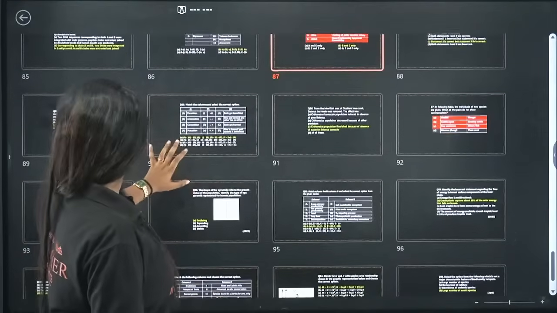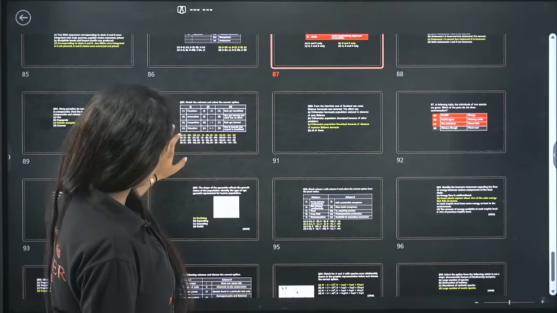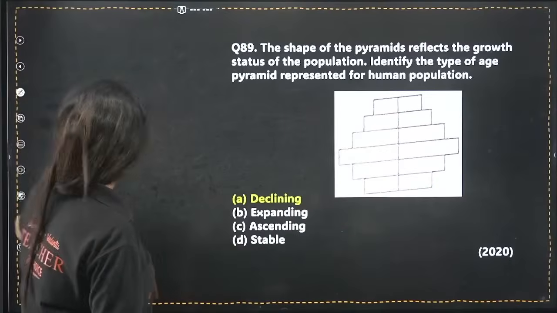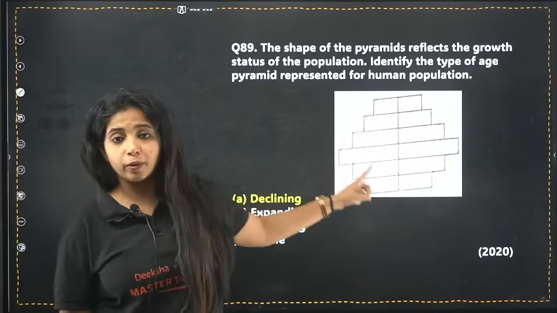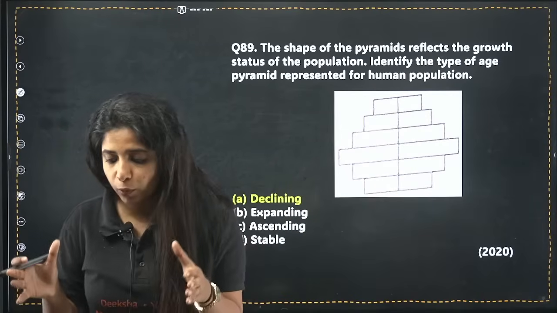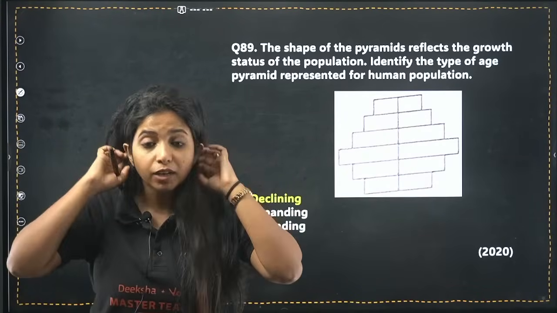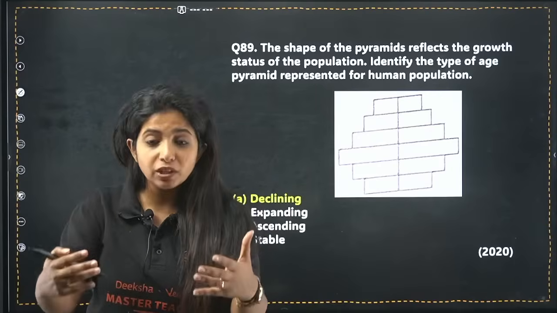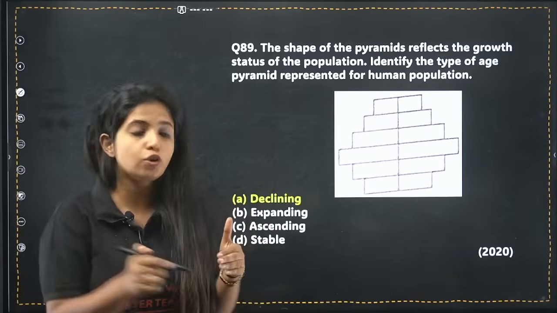Okay, now you have been asking about the final chapter, so I think I can talk about this first. This is an age pyramid. If you see the lower portion is less, that means pre-reproductive age group organisms are less. If they are less, that means in future there are no people to reproduce. That means the population is going to decline.